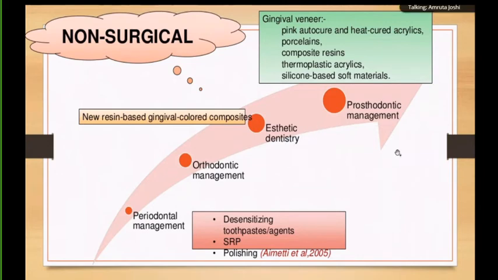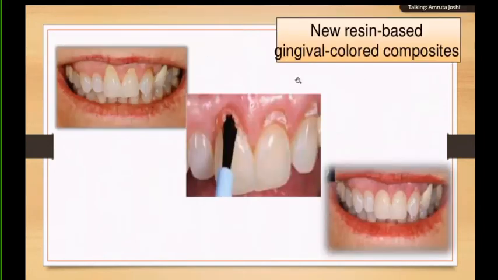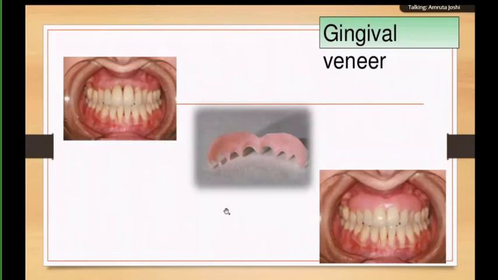Now this is an example, as you can see here, gingival colored composites. Here the patient has visible recession with 1-1, and then here you can see we have just applied a pink composite, and this is the end result. Likewise, we also have gingival veneers. Now this patient has a black triangle, recession, and uneven gingival margin. What we do is make these veneers, but not tooth veneers, these are gingival veneers, and we give them to the patient. So whenever the patient wants to use it, he can use it.